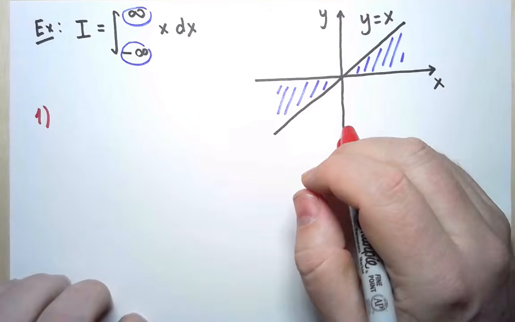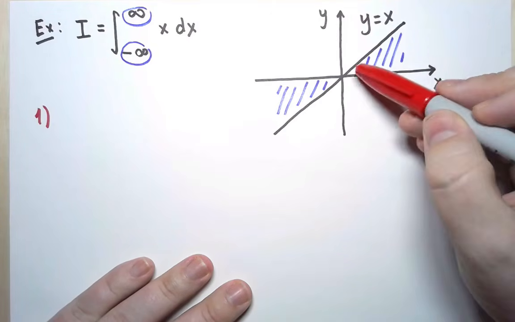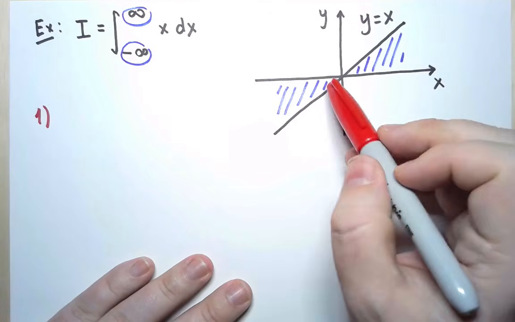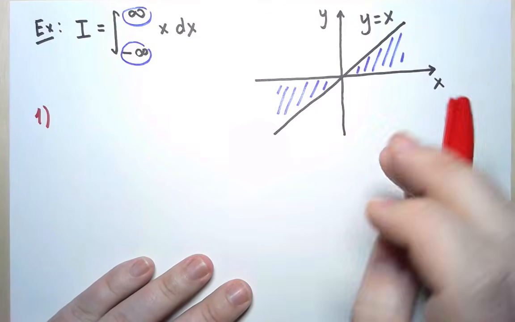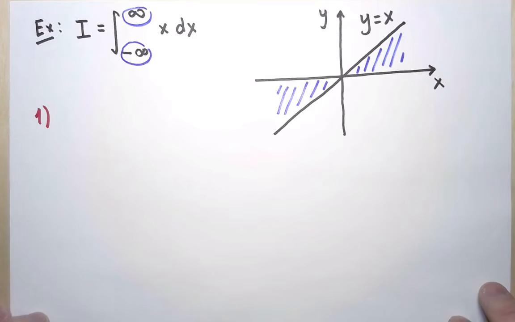I want to argue that that is an incorrect explanation. And that is because the area above the x-axis is infinity, and the area below the x-axis is going to give us minus infinity, and I cannot cancel plus with minus infinity. But let me do this in a bit more detail.